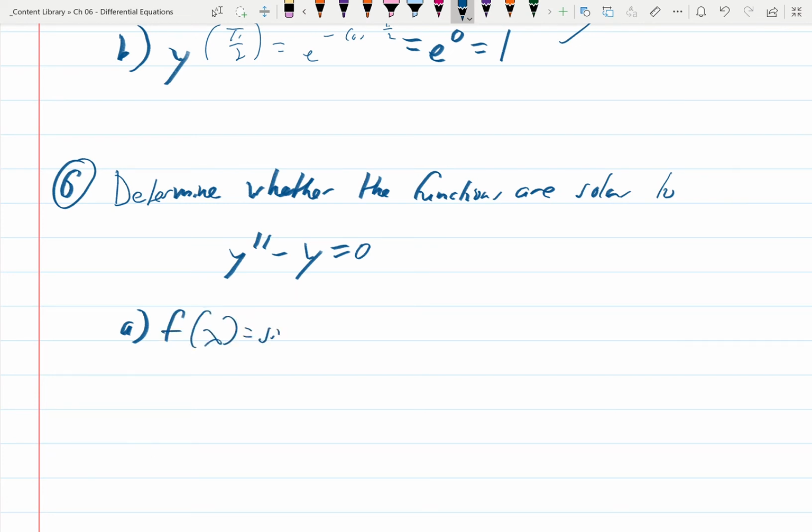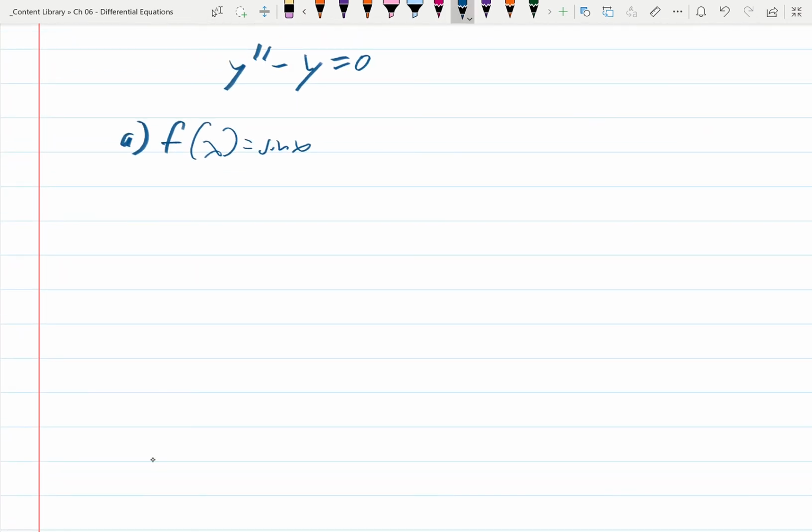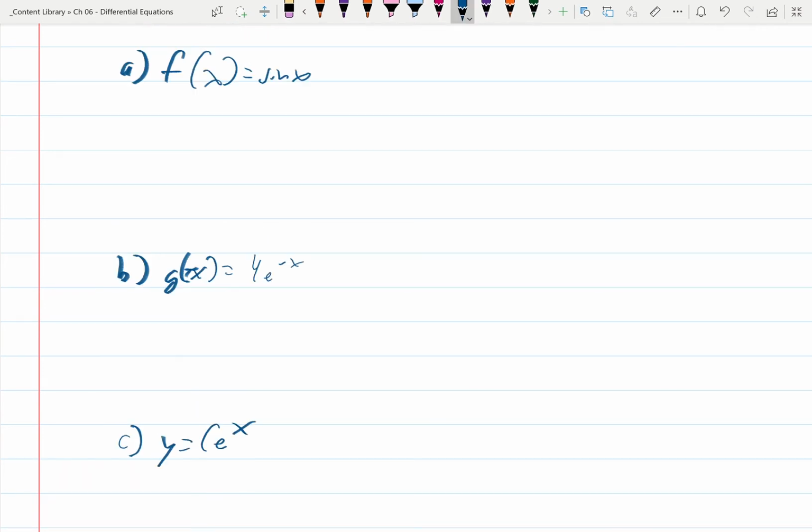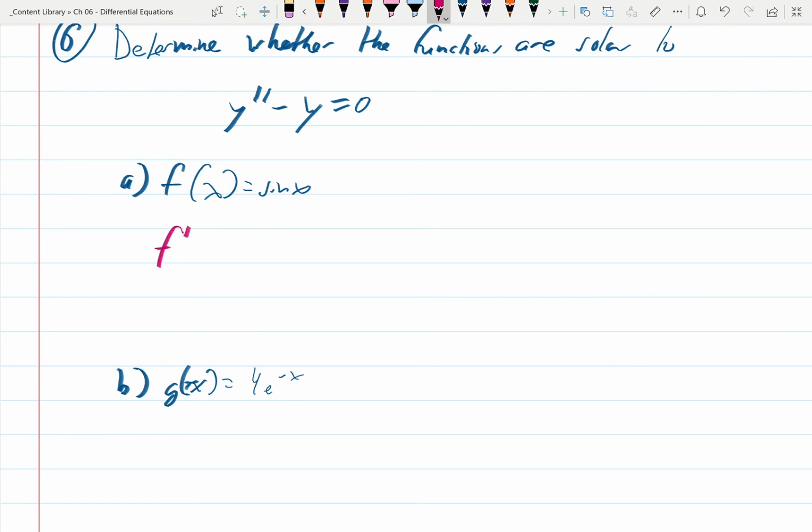F of x is equal to sine x. Then g of x is equal to 4e to the negative x. And then y is equal to c e to the x. So for the first one, we just need to find the first derivative, which is cosine, and the second derivative, which is negative sine x, and substitute. Does negative sine of x minus the sine of x equal 0?